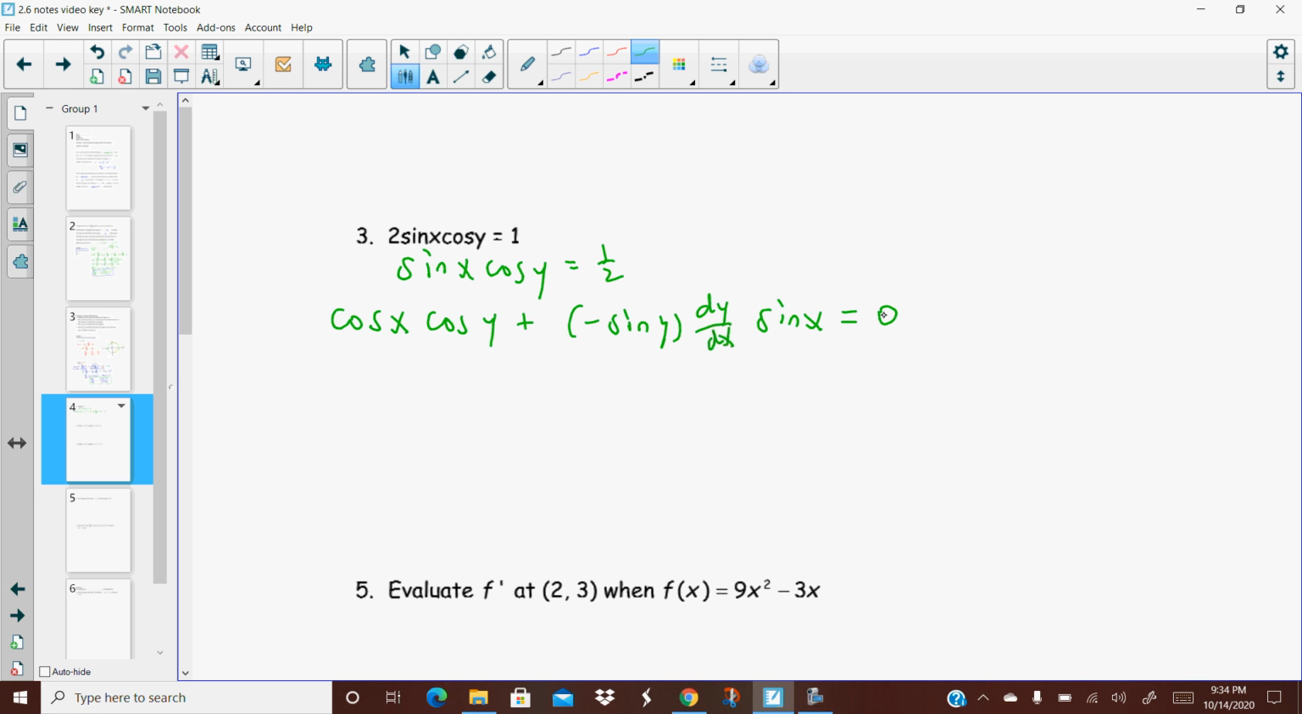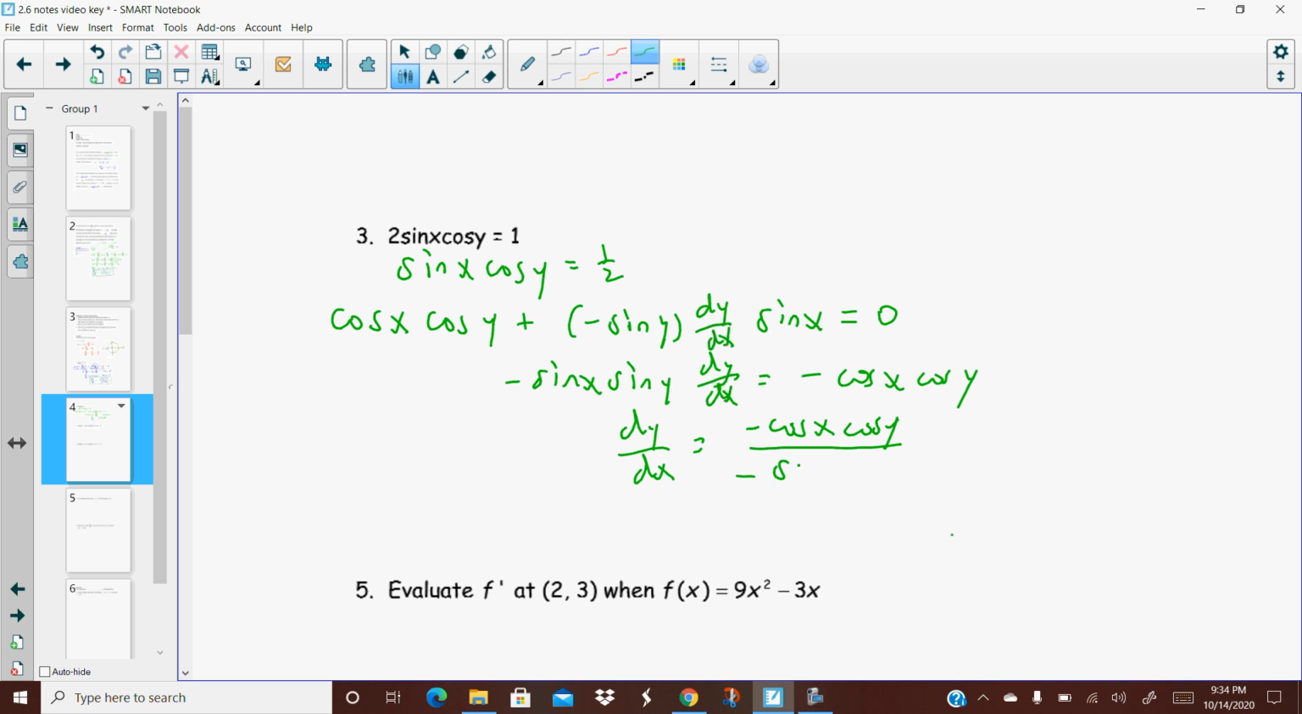Now we need to solve this for dy over dx. So we'll keep the dy over dx on the left-hand side. So we're going to have negative sine of x, sine of y, dy over dx equals negative cosine x, cosine y, and that's subtracting the cosine x, cosine y to the right. Now we can solve for dy dx, dividing both sides by negative sine x sine y. So we'll have negative cosine x cosine y over negative sine x sine y.